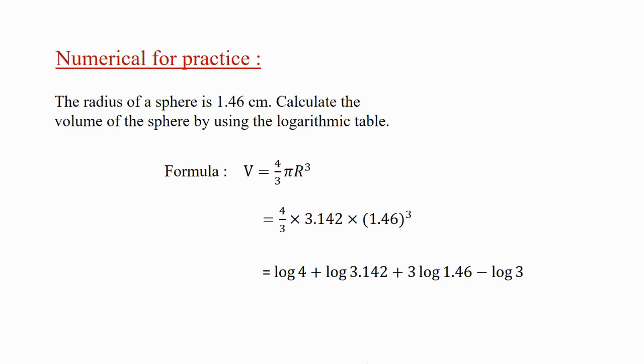So I just write the given values in the form of log rule. So log of 4 plus log of 3.142 plus 3 into log of 1.46, since it is 1.46 raised to 3, so you have to write it as 3 into log of 1.46, minus log 3, because the 3 is in a denominator. So you have to subtract it.